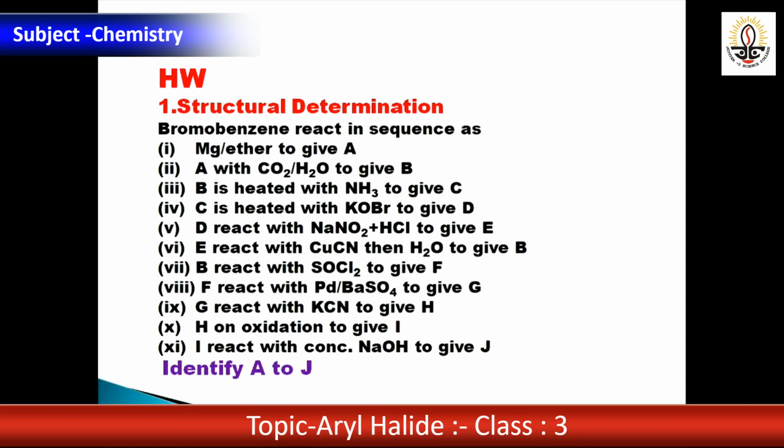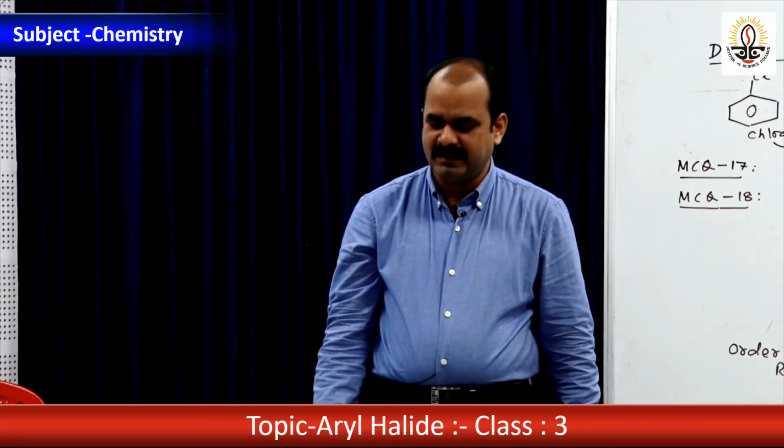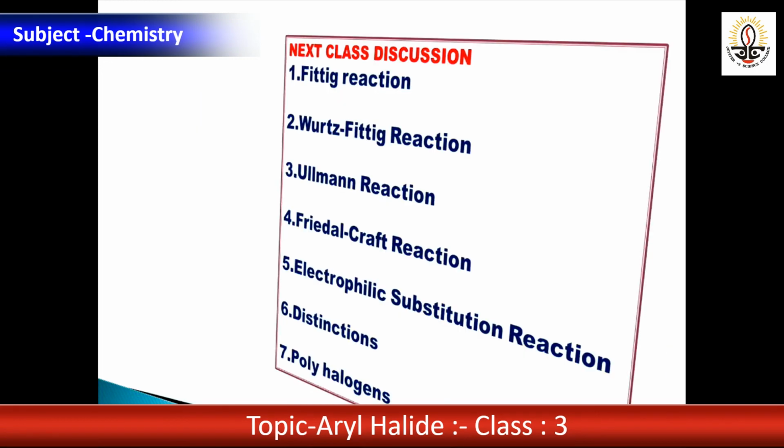So this question is your homework. Identify A to J. We will discuss it later. You go through the textbook. If you have any doubt, we will discuss in the next class. And in the next class, we will discuss Wurtz reaction versus Fittig reaction versus Wurtz-Fittig reaction, and also some different chemical reactions. These chemical reactions are very important from the examination point of view, both in board pattern and also in entrance pattern.